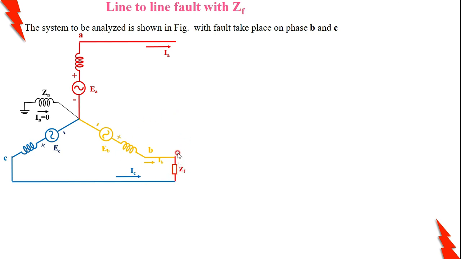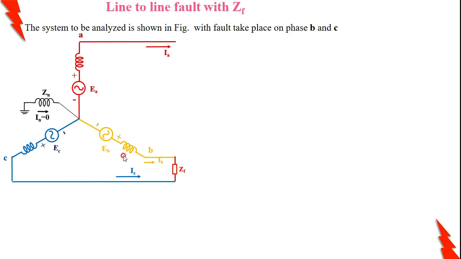For this, you have to write the boundary conditions. The first boundary condition is that the current IA is equal to 0. And another condition we have got is IB is equal to minus IC once again.